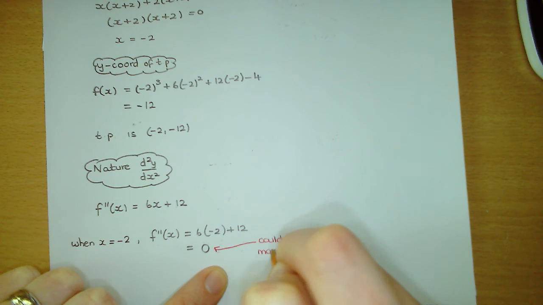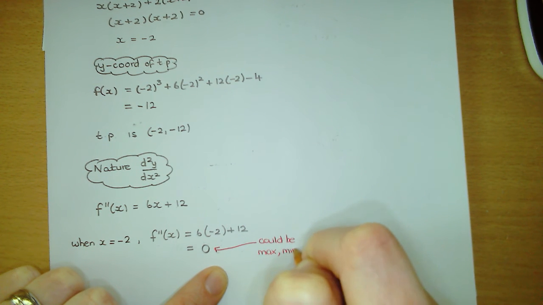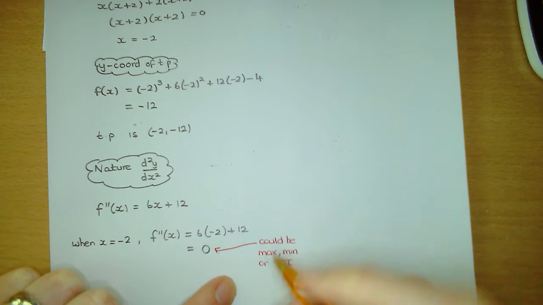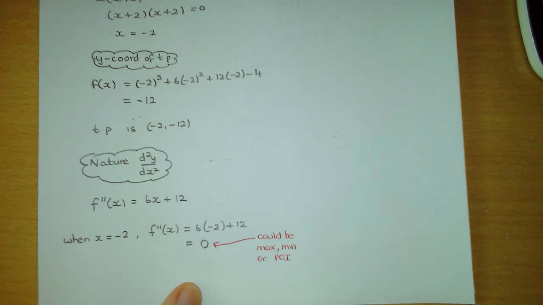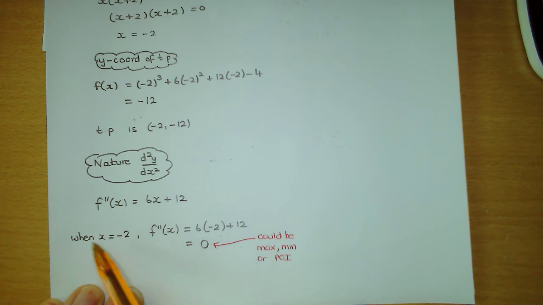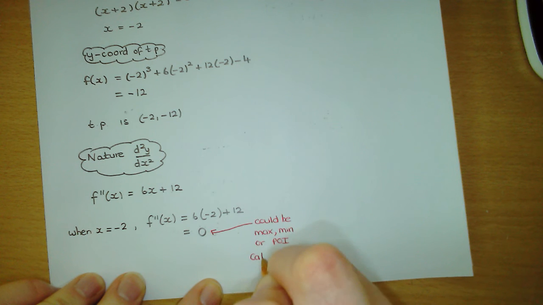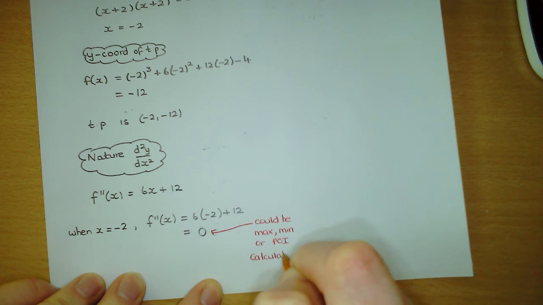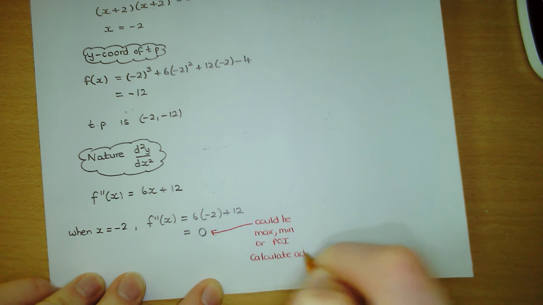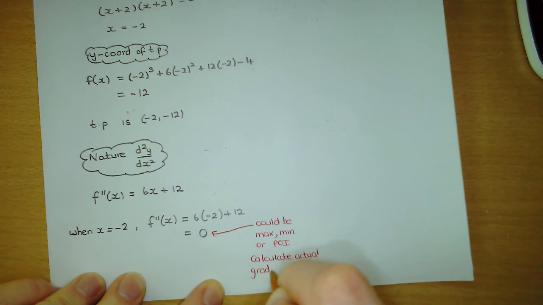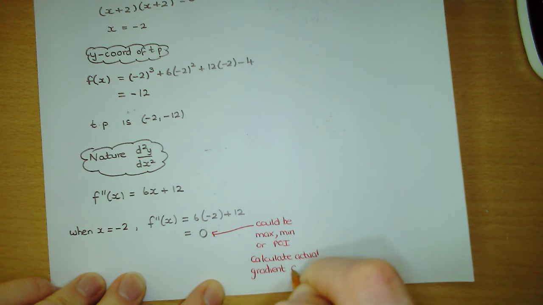So could be max, min, or point of inflection. So what we're going to have to do to deduce what it is, we're going to have to calculate the actual gradient around the turning point where x is -2. So we need to calculate the actual gradient around the turning point.